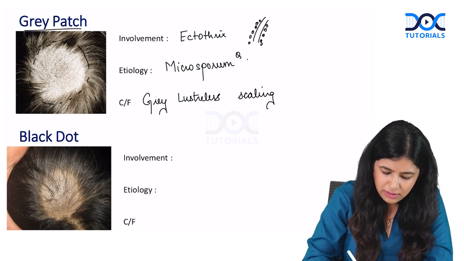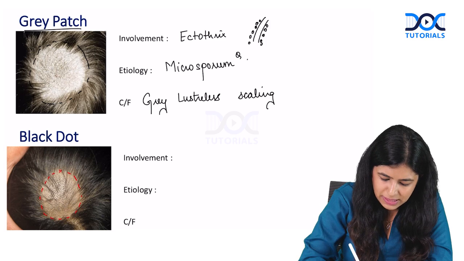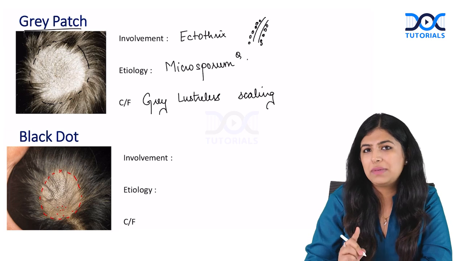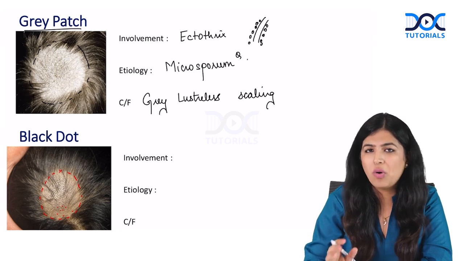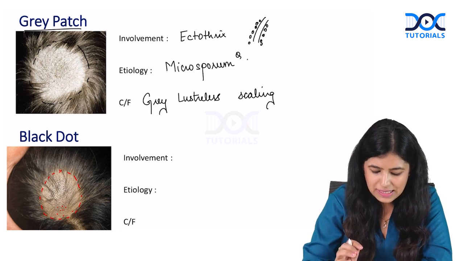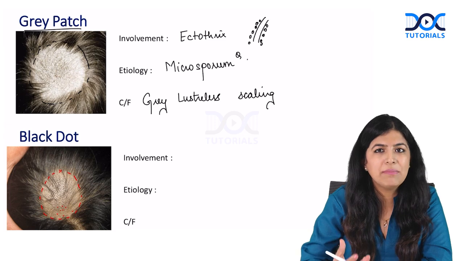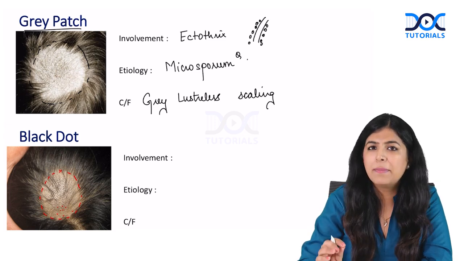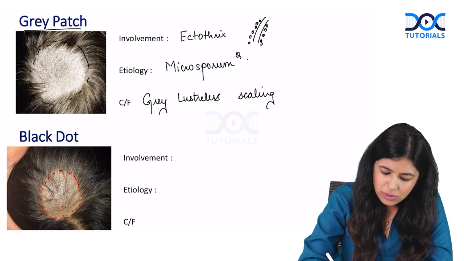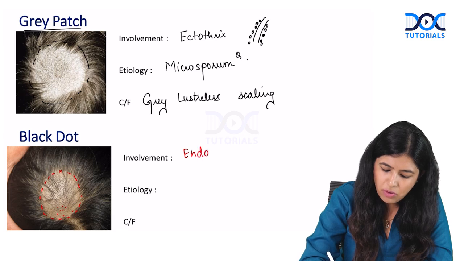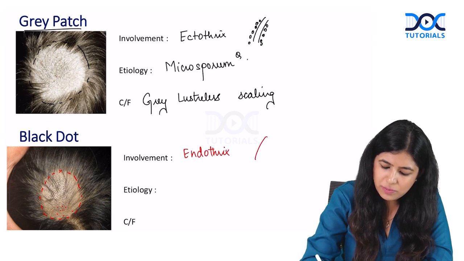In the black dot variant, again you see a round to oval patch of non-scarring alopecia. Here you see multiple black dots on the surface. And in all Tinea capitis, there is always a partial alopecia because the hairs are broken due to the fungus. So not all hair will be involved. There will be some broken hair, some intact hair. So it will be a partial alopecia. Just remember again, the involvement in black dot is an endothrix type of infection, which means the fungal spores are within the hair shaft.